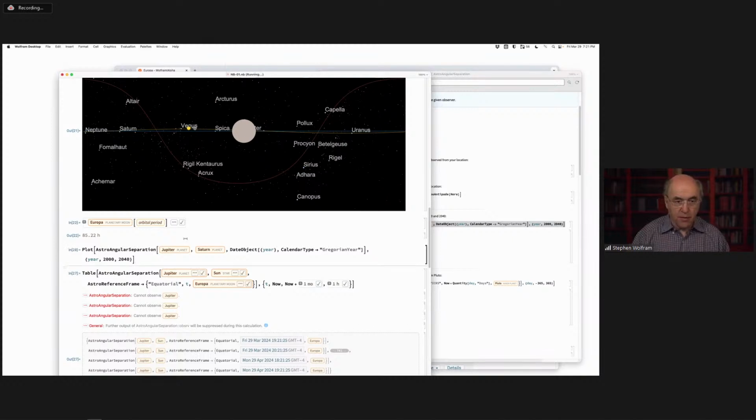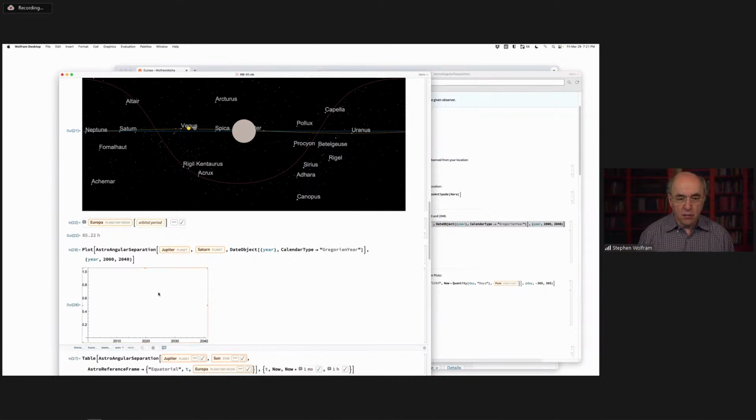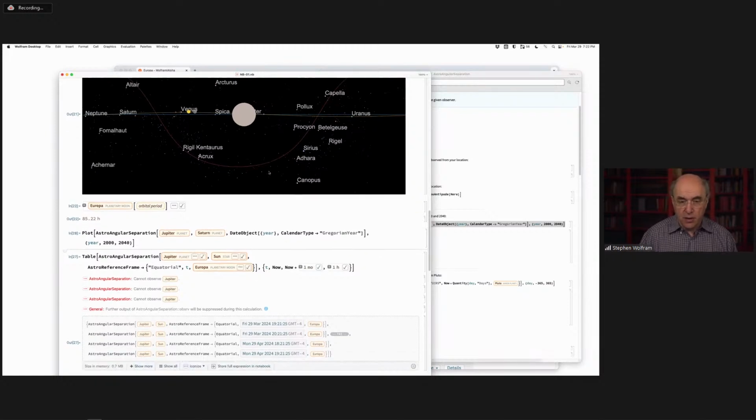This is an example of the angular separation of Jupiter and Saturn as viewed from the Earth, as a function of time from the year 2000 to the year 2040. But the thing that I'm failing here is, oh, that was bad. I did something wrong here. What I was failing on was getting it to do the location relative to Europa. Anyway, sorry, I can't quite work that out in real time.